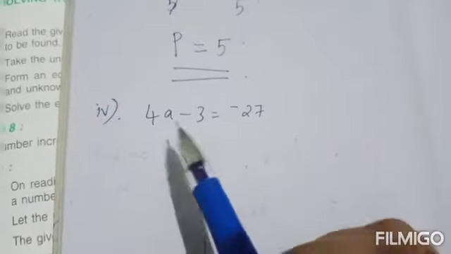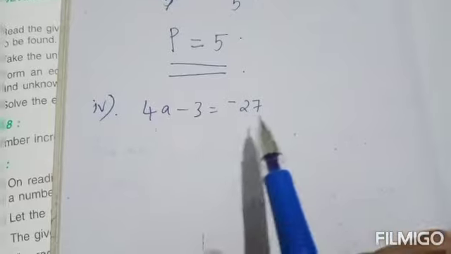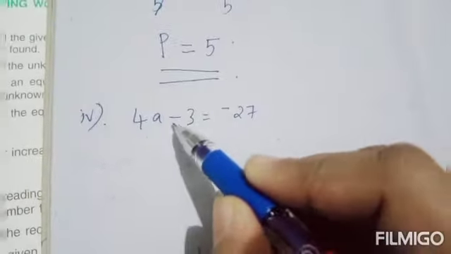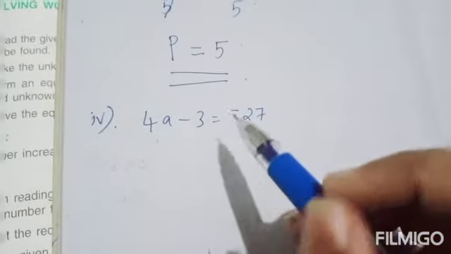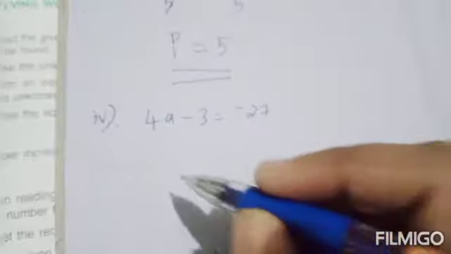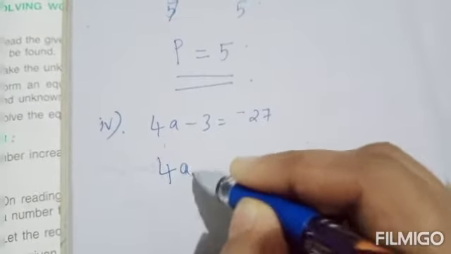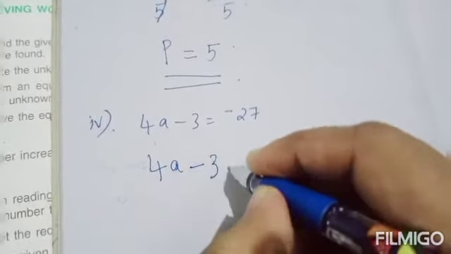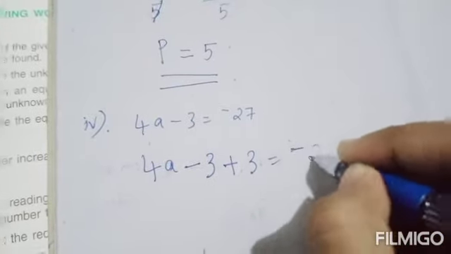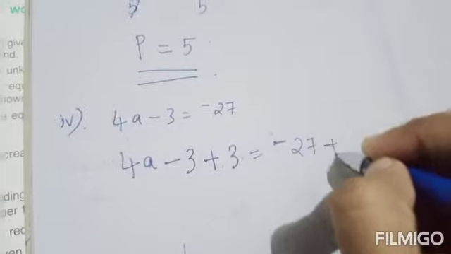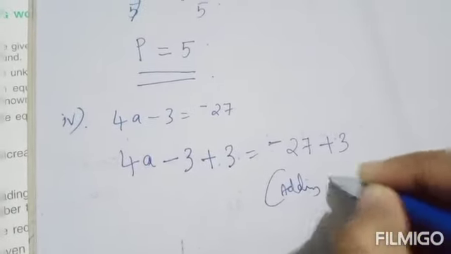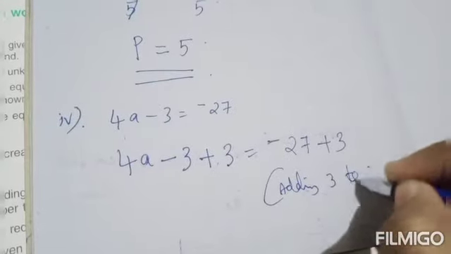Fourth question, 4a minus 3 equal to minus 27. So here minus 3 is coming. So add 3 to both sides. Okay, so you will get 4a minus 3 plus 3 equal to minus 27 plus 3. Here you are adding 3 on both sides.